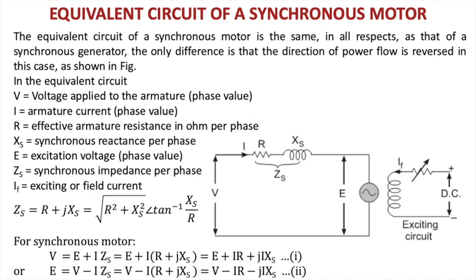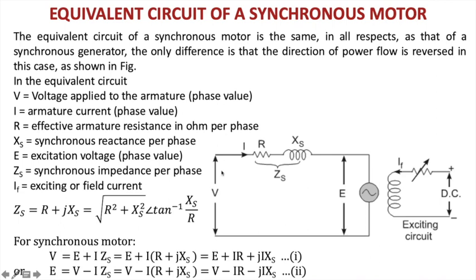First we'll start with the synchronous motor, which has an equivalent circuit similar to a synchronous generator. You can see the armature resistance and the armature reactance, the leakage reactance, and combined they give the synchronous impedance of the given motor. The field winding carries a current IF, its resistance is some RF, and it is supplied from a separate DC source.